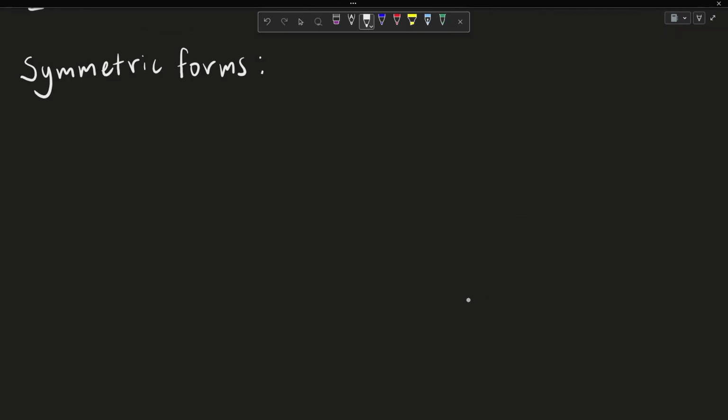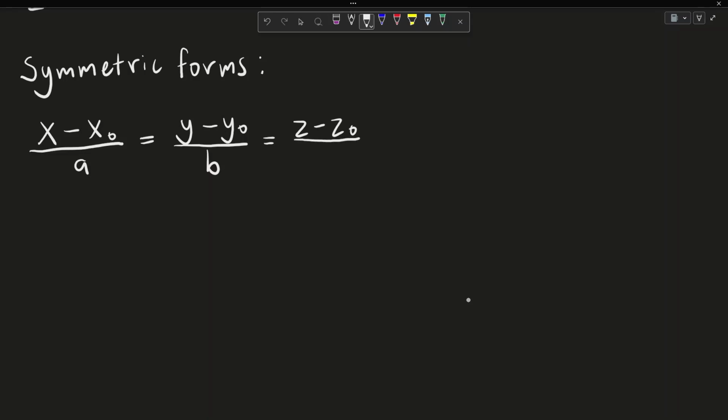We will now be going over symmetric forms. So the symmetric form of a line equates x with respect to a, y with respect to b, and z with respect to c in order to represent a line. So to clarify this, we use this general expression. So here we have the general expression x minus x naught over a equals y minus y naught over b equals z minus z naught over c.